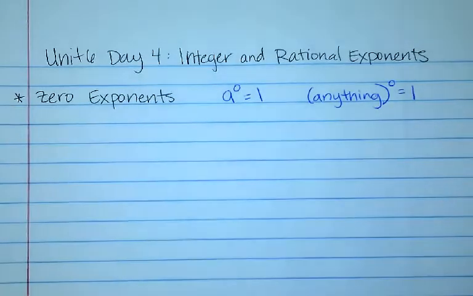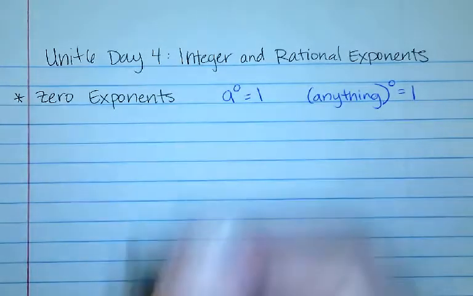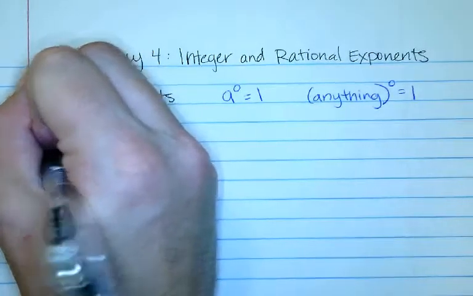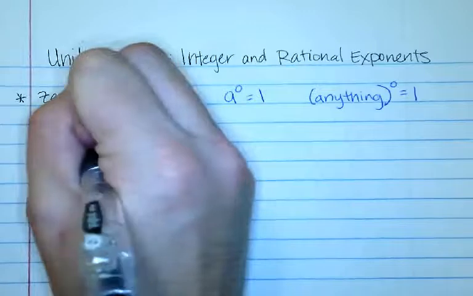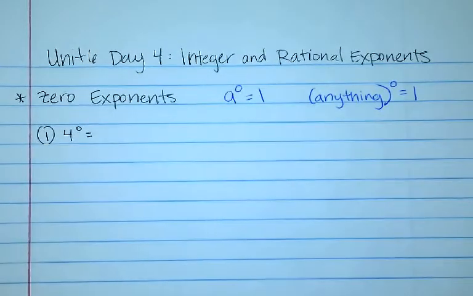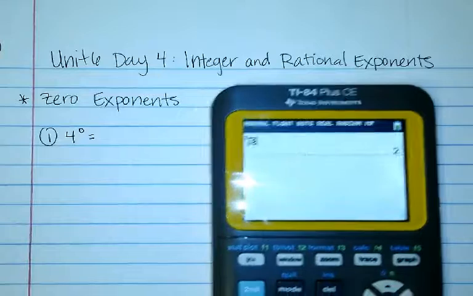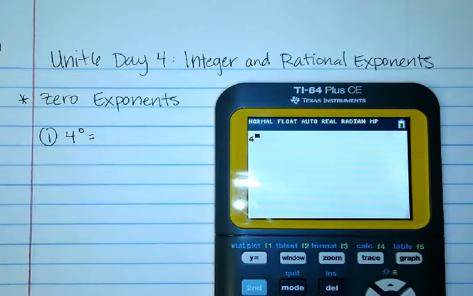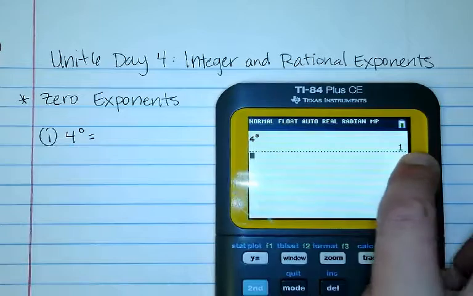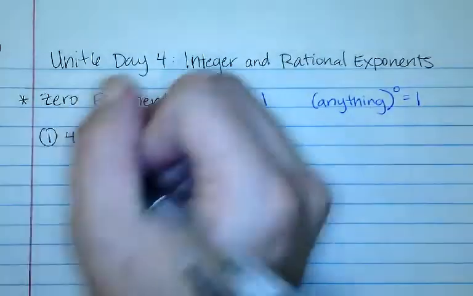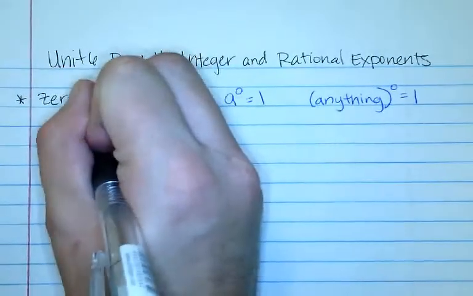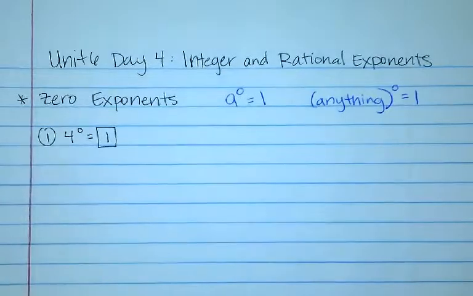And to prove this, I want you guys to do this in your calculator. Here, we'll start with one number. If we start with 4 to the 0 power, what is that going to be? Why don't y'all type that in your calculator? Hopefully, if you follow the rule, you'll be able to see it. 4 to the 0 power is equal to 1. All right, guys? Anything to the 0 power is equal to 1.